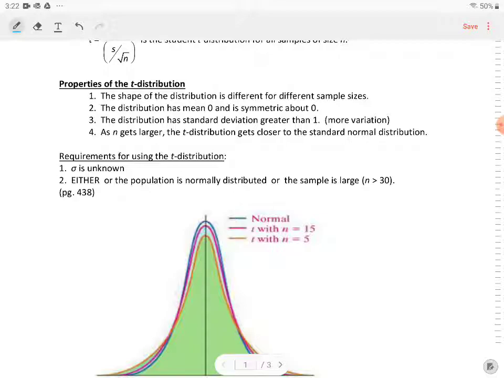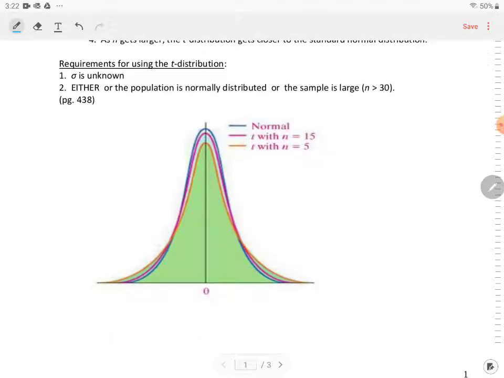So we have a couple of requirements for the t-distribution, and that is that the population standard deviation sigma is not known, and either it's normally distributed or its sample size is large. And by large, we're defining it to be a sample size greater than 30.